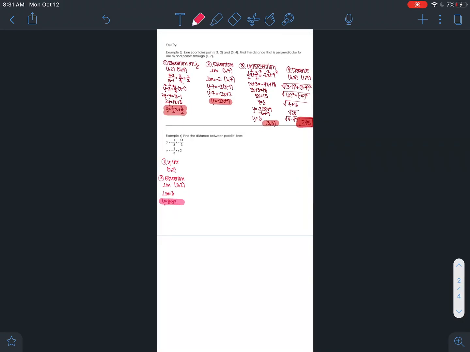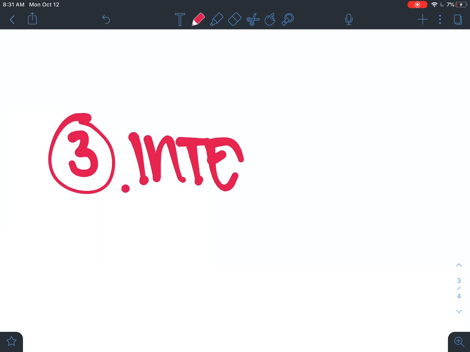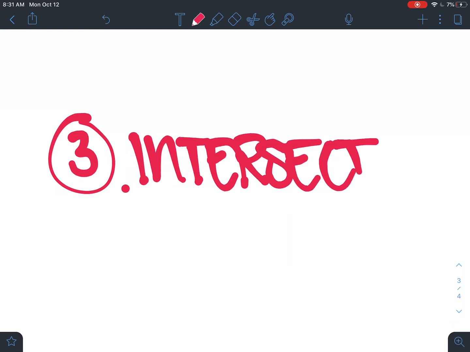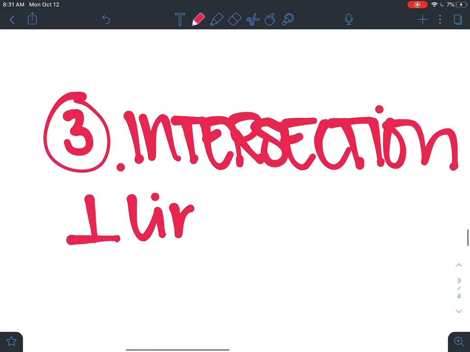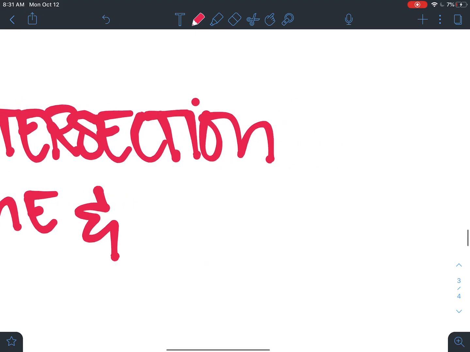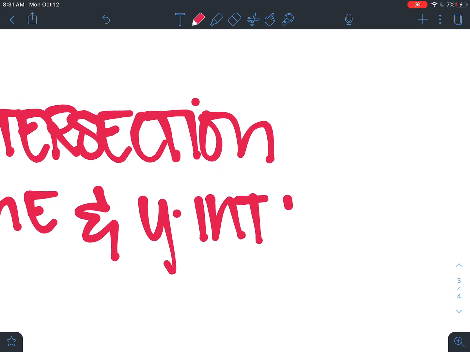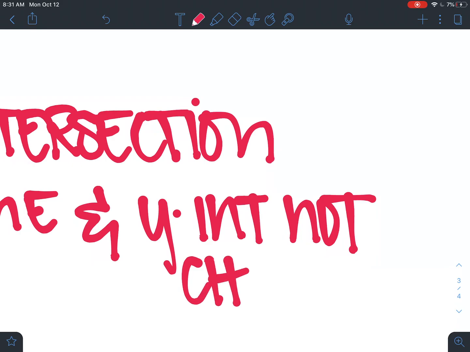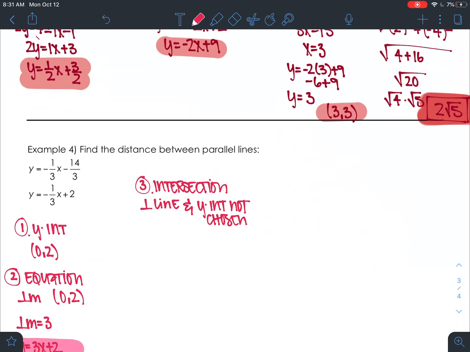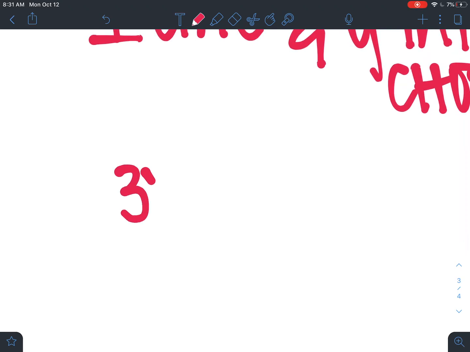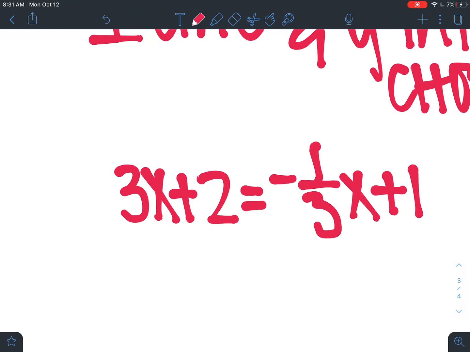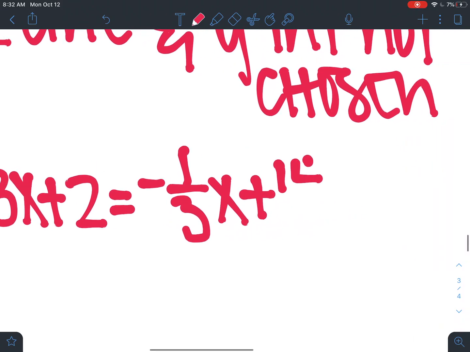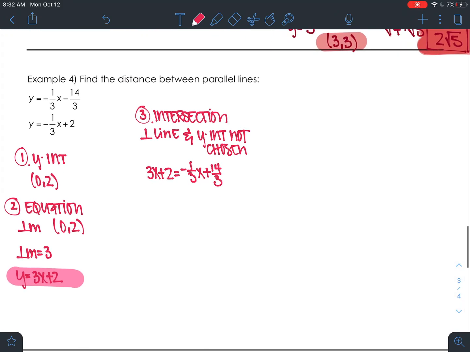All right, third step now is we need to find the intersection between your perpendicular line and the other line, the y-intercept not chosen. So in this case, I'm going to use the 3x plus 2. So I'm going to take the 3x plus 2 and set it equal to the negative 1/3 x plus 14/3, right? Okay.